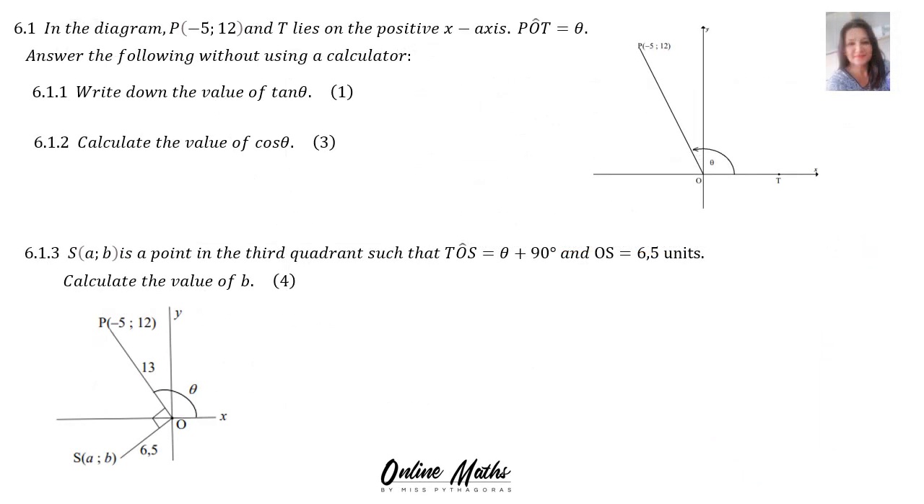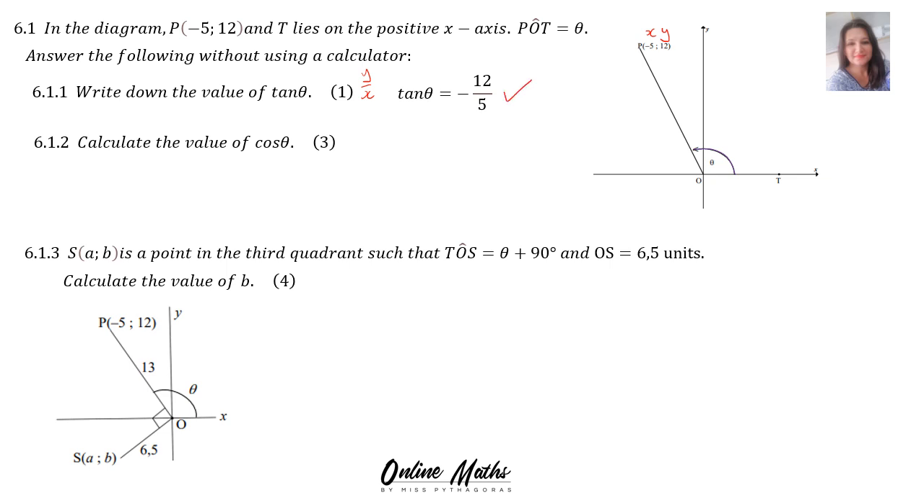6.1, in the diagram P is (-5, 12) and T lies on the positive x-axis. Angle POT is equal to theta. Answer the following without using a calculator. 6.1.1, write down the value of tan theta. So tan's ratio is y over x. And there's point P, so the x is -5 and the y is 12. Therefore, tan theta is -12 over 5, y over x, for 1 mark.